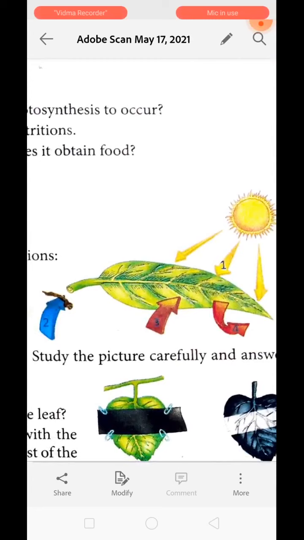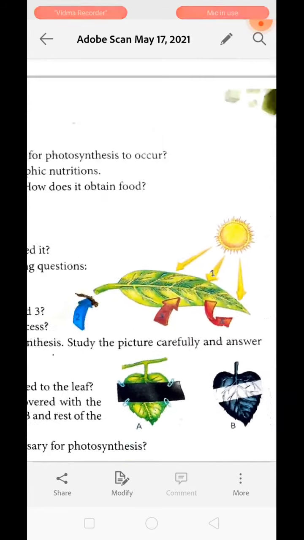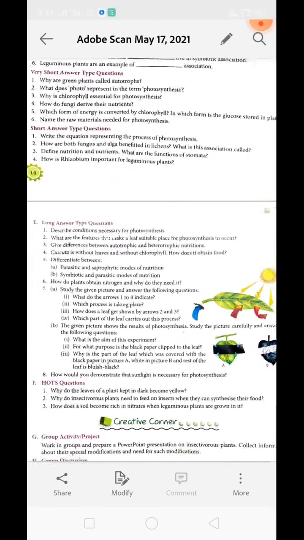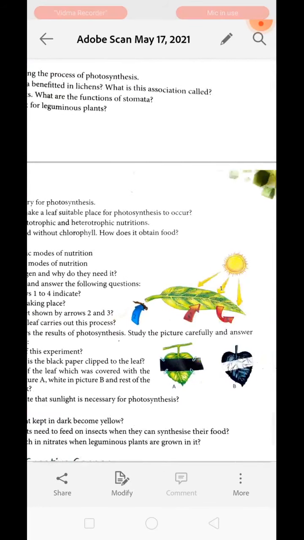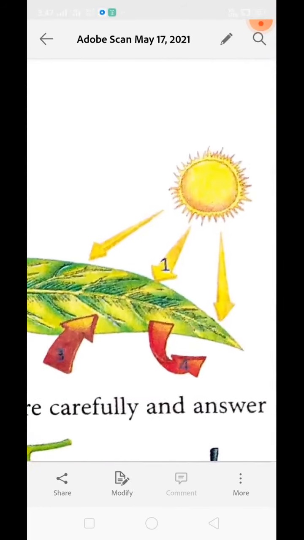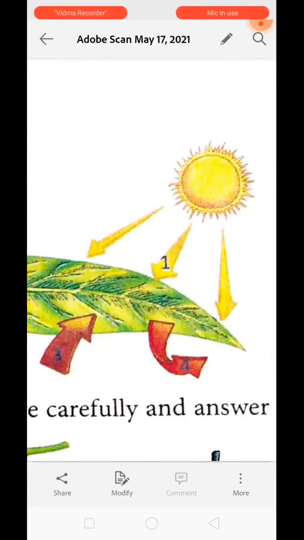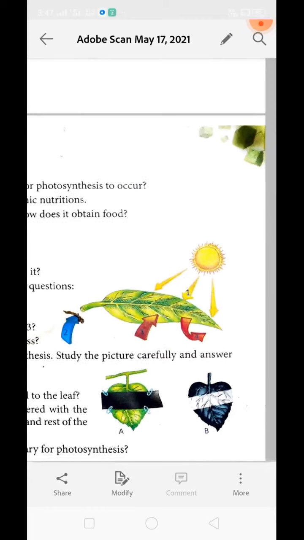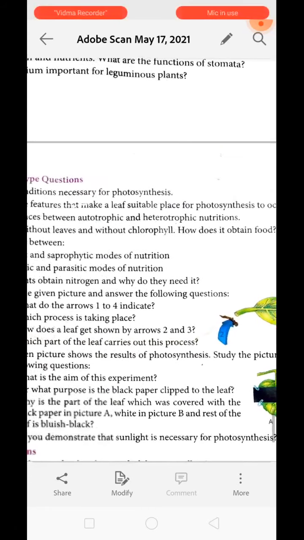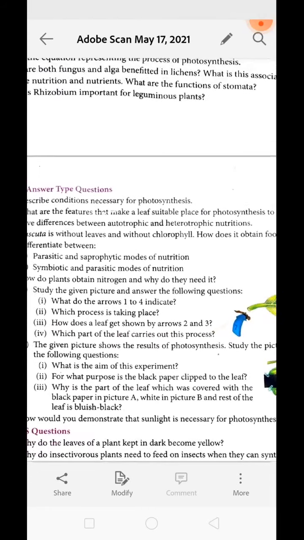We have certain numbering: 1, 2, 3, 4. Now, the first question of this is, what do the arrows 1 and 4 indicate? 1 means sunlight and 4 means it is coming out from the leaf. It should be oxygen. Clear? So 1 indicates sunlight, 4 indicates oxygen.